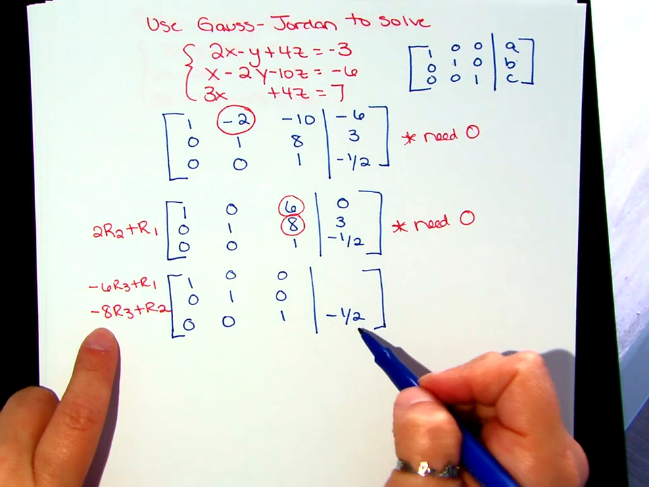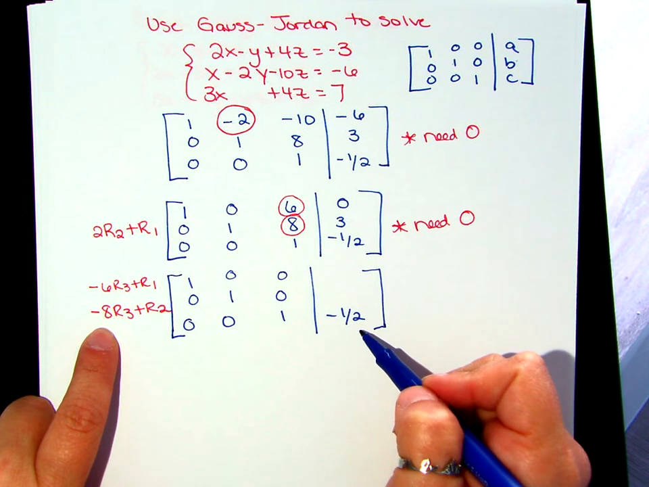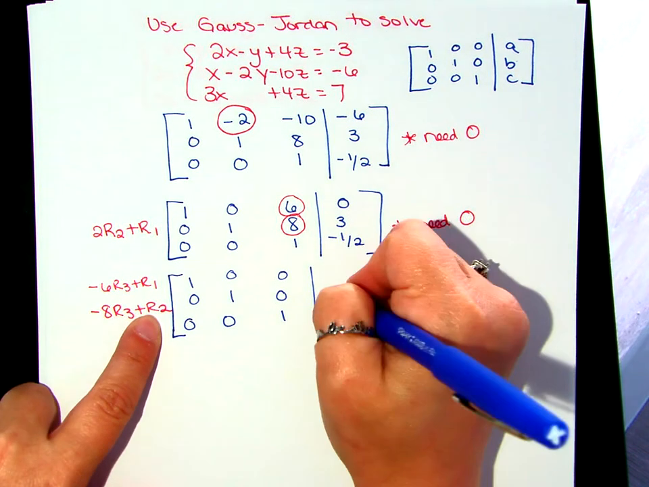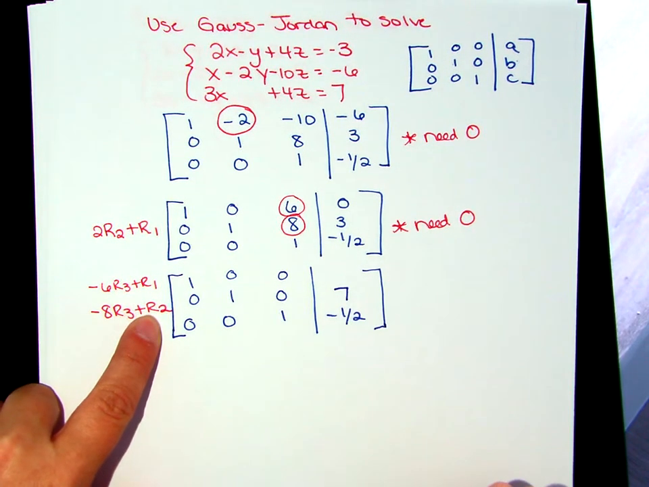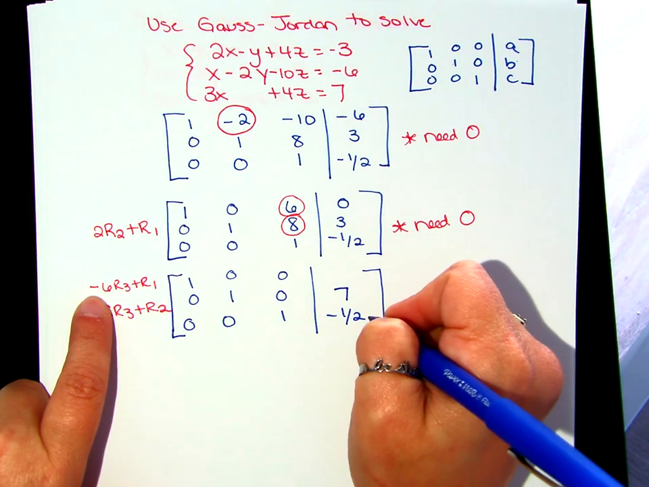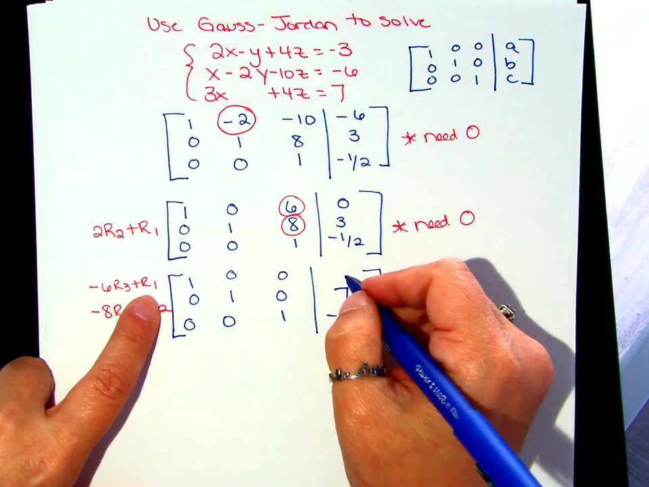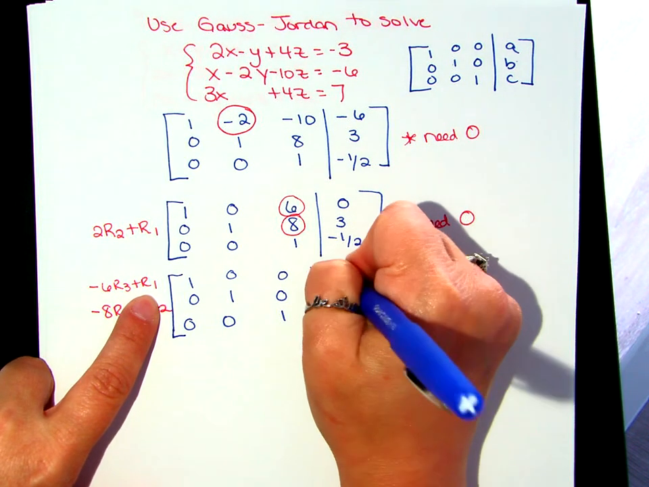Where I'm taking negative 8 times negative a half, which gives me a positive 4, and I'm going to add that to row 2, which will give me 7. Negative 6 times negative a half will give me positive 3, and I'm adding that to row 1, which there wasn't anything there.